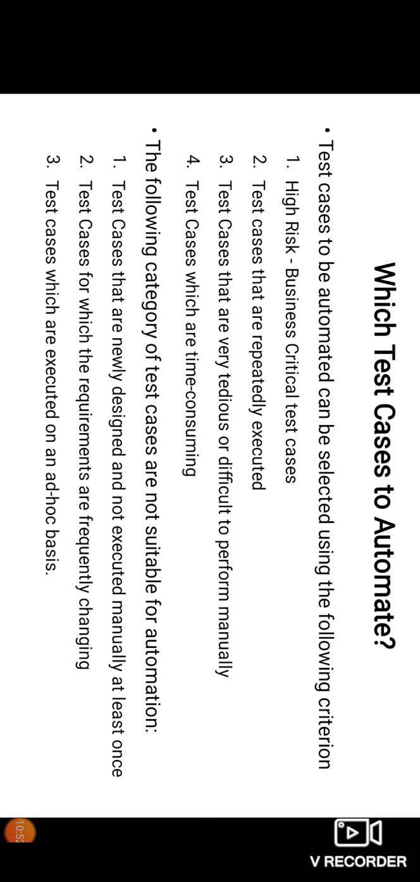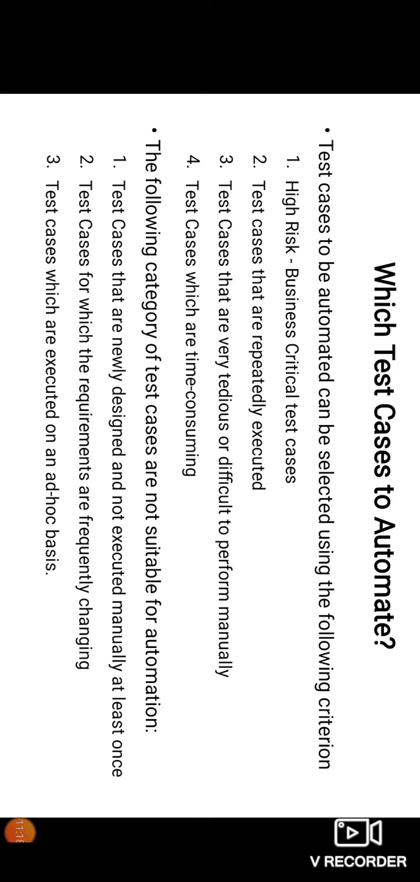High risk applications, critical test cases, high risk cases, that is prioritizing. When we prioritize certain functionality, all those functionality which are critical functions of the application, those critical functions can be tested very fast through automated test cases. Now, test cases that are repeatedly executed, those test cases that I want to execute repeatedly, that can be automated.